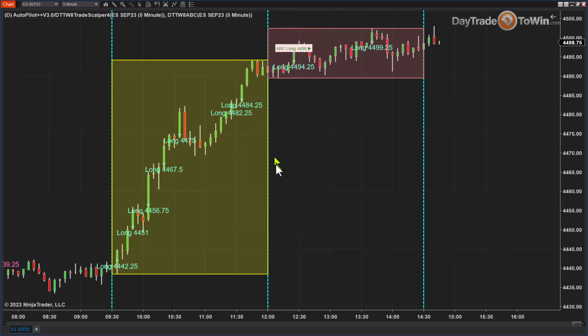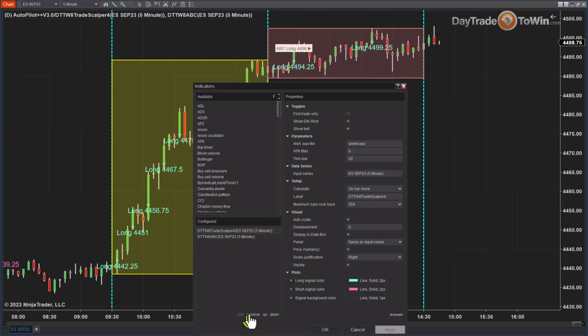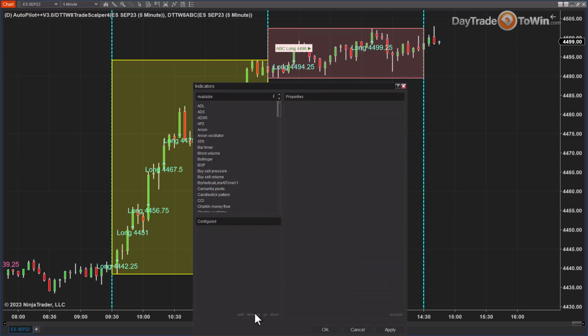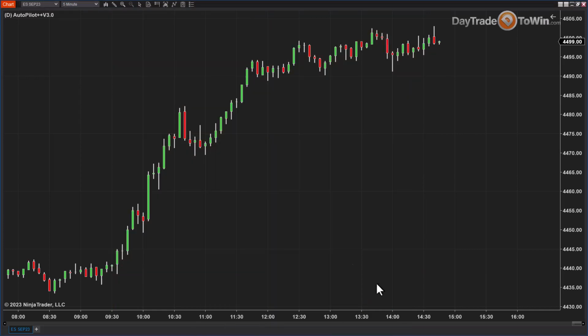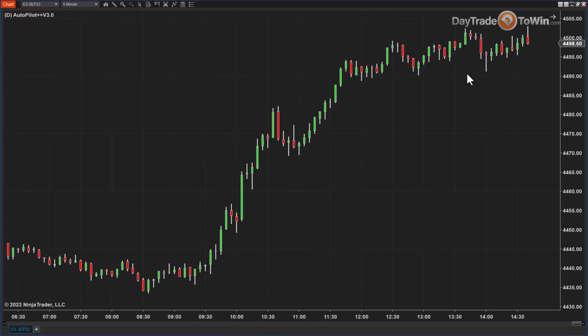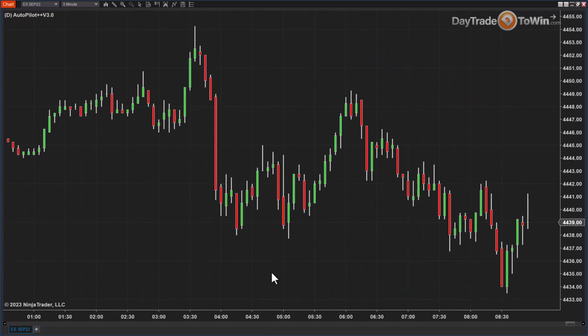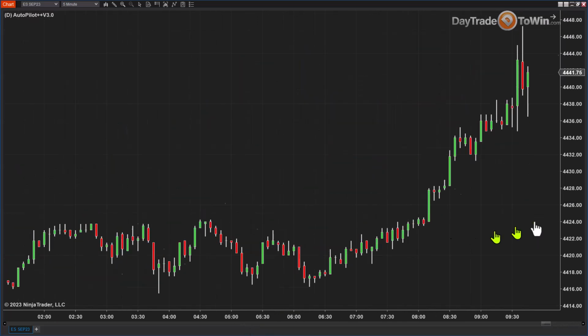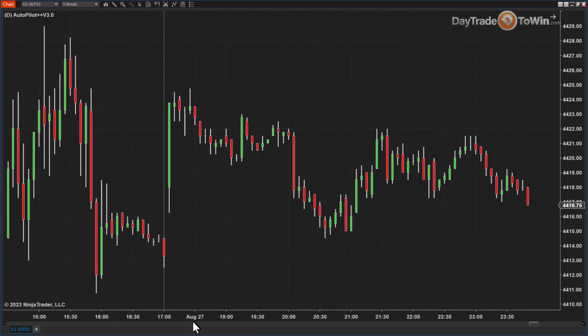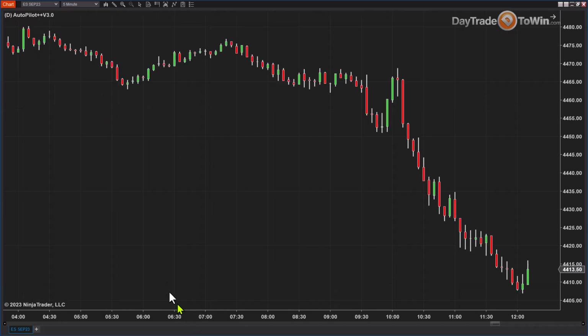I'm just going to remove it here from the chart. I'm also going to remove the Trade Scalper. So now we have a clean chart, and you can see the market is going up, or if you look back here to yesterday, you can see that the market is going down.